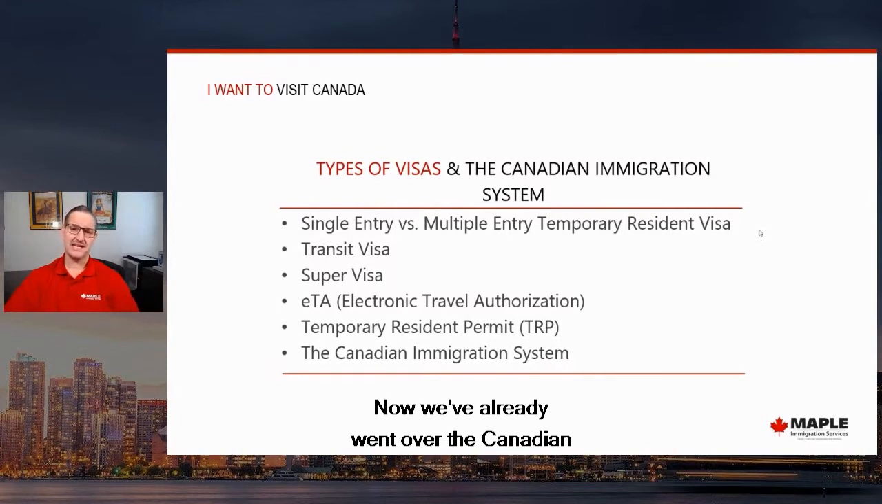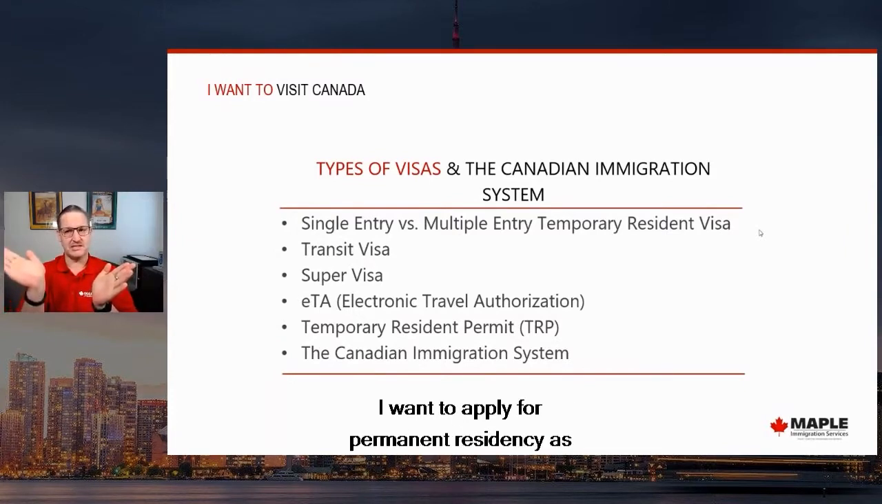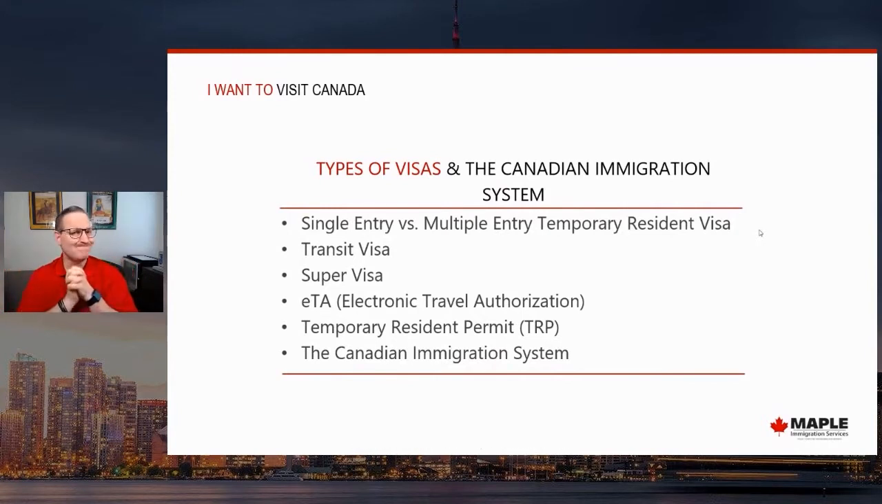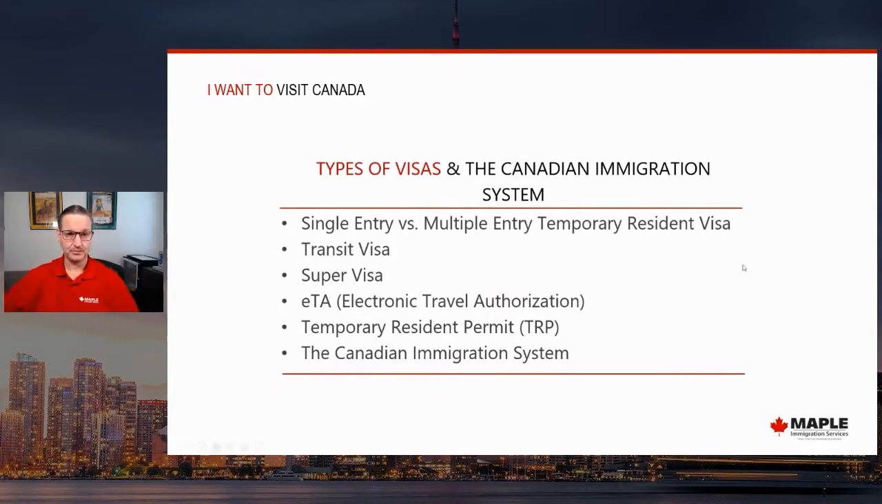Now, we've already gone over the Canadian immigration system here, but I do want to emphasize, you've got to ask yourself, are you coming in for a permanent purpose or a temporary purpose? And if you are conflicting on that and saying, yeah, I'm coming in as a visitor, but I want to apply for permanent residency as an in-Canada spousal, you might have some issues with that, for instance. Okay. There are provisions under Section 22 of the Act for dual intent, which means you can have two intentions, but you need to be careful on how you spell that out. Okay. All right. Let's move on.